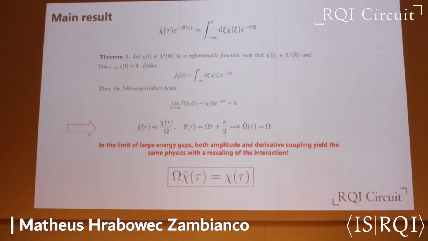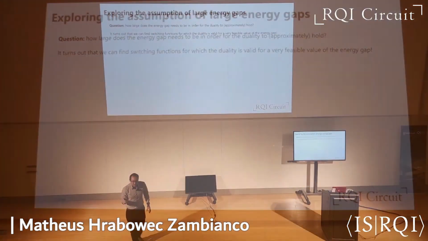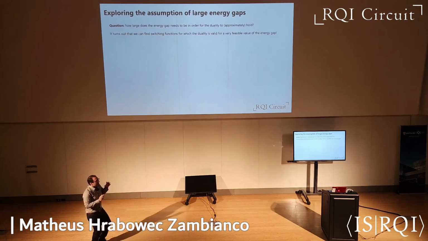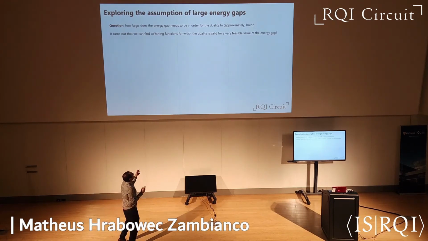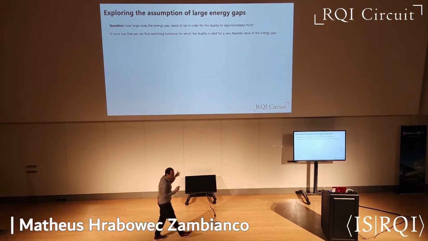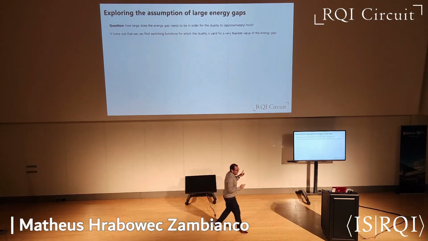And then you say, cool, but you are assuming that omega needs to be infinite, right? So this mathematically is okay, but physically doesn't make that much sense. So the question we should ask ourselves now is, is there any feasible value of omega that can make this duality approximately hold? It turns out that yes.